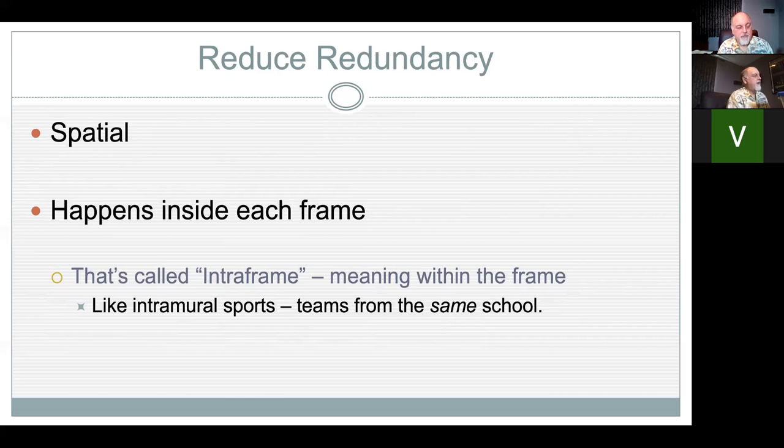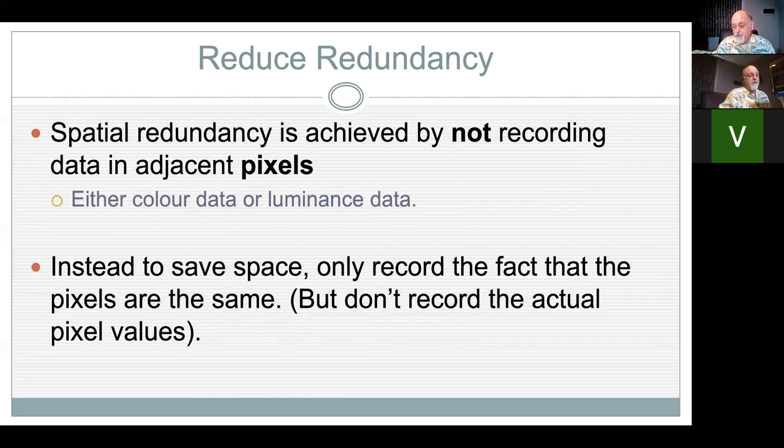So intra-frame compression, for example, JPEG. JPEG is an intra-frame compression scheme because all the compressing happens within one frame. You don't need any other frames for JPEG to work. It all happens in the same frame. So how you do it is by not recording data in adjacent pixels. And that data, because it's visual data, is either color or luminance.